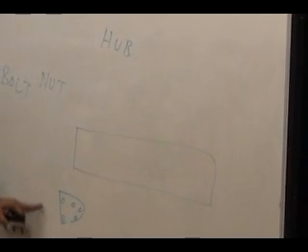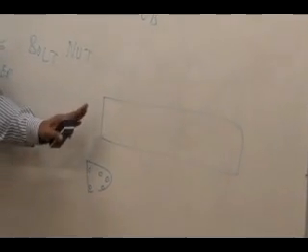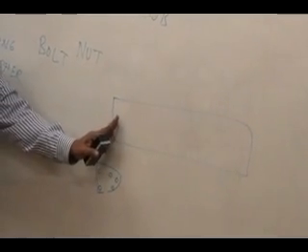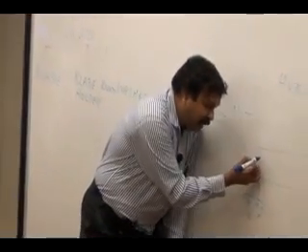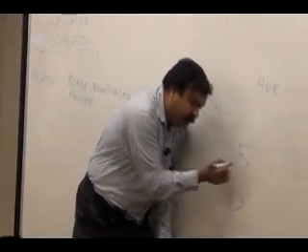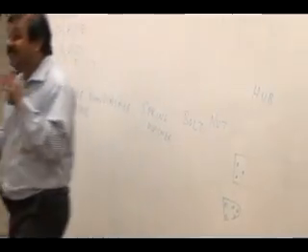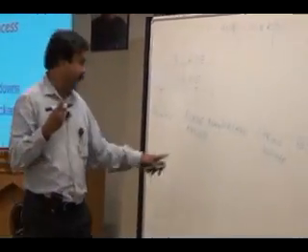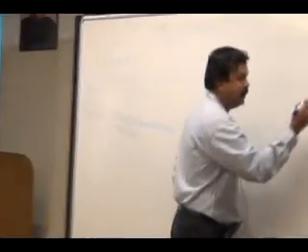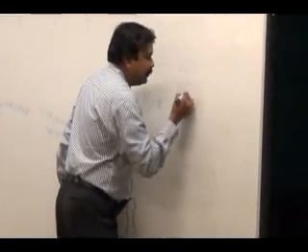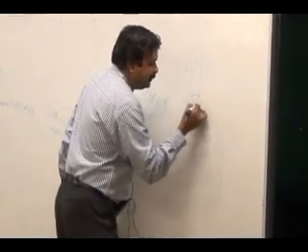This blade holder is attached to this blade by means of 3 rivets. There are 3 holes here, so it will have 3 holes here. So this is joined together by means of a rivet. You have 3 rivets going inside. A rivet is something like this.